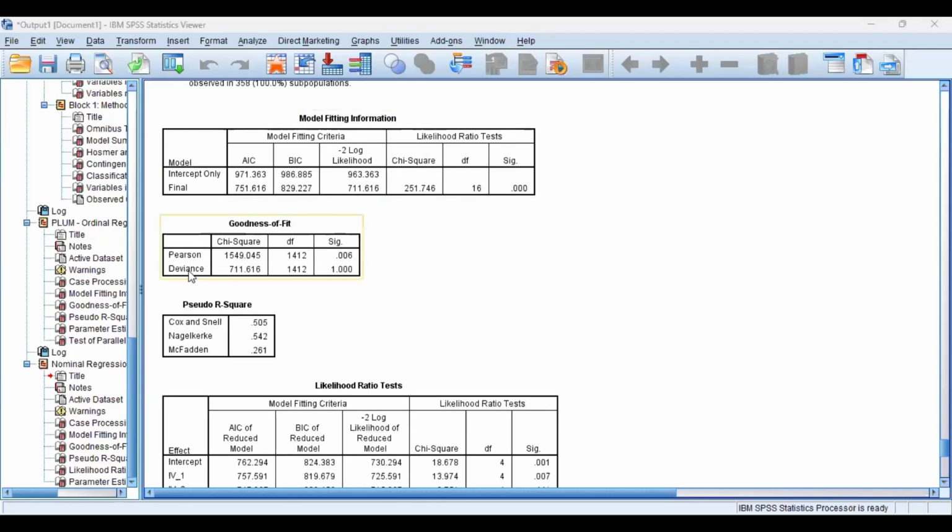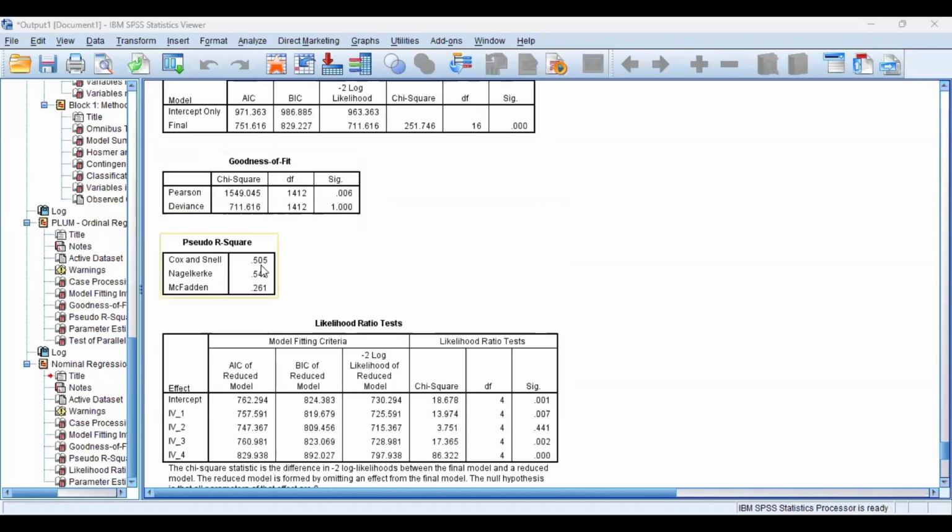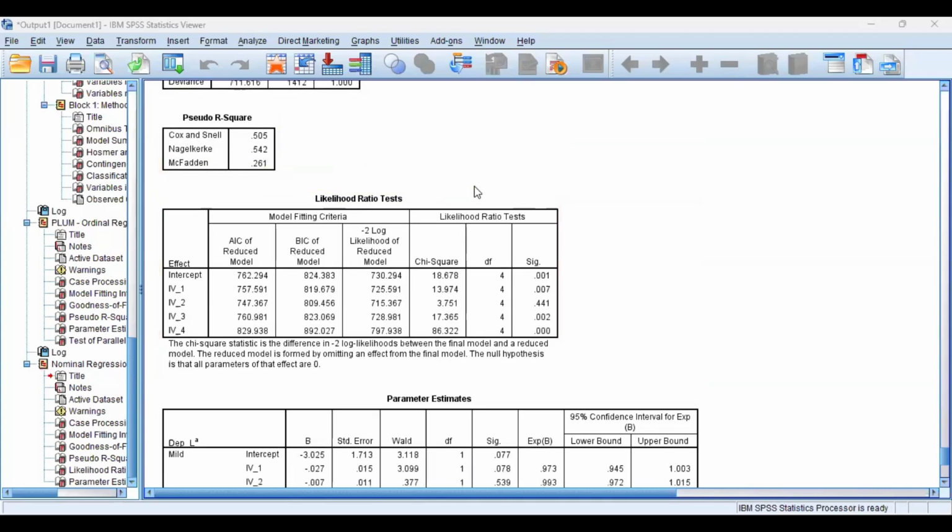And here, for goodness of fit, again, deviance is what I recommend. It's very similar to what I said for ordinary logistic regression. It's the opposite of this one: you want this not to be significant. If it's not significant, that means that your model fits. And again, this is very similar to what I mentioned already for the other two types of logistic regression. The middle one, Nagelkerke, if I pronounce it correctly, is the most robust pseudo R-square measure, with the same interpretation that we mentioned for other variables.